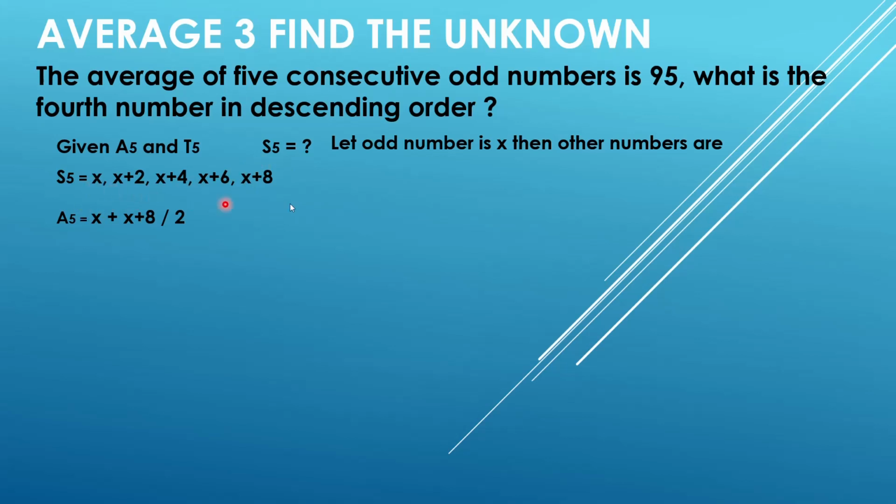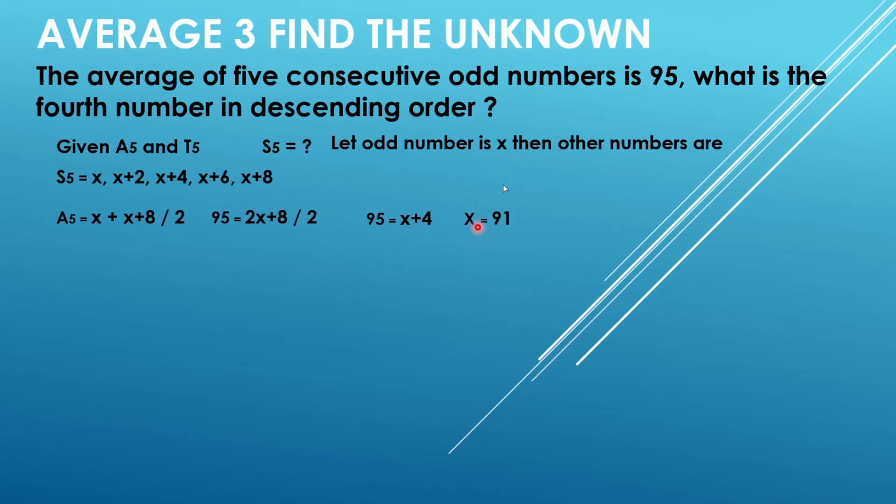So what will be the average? The first number is x and the last number is x plus 8, divided by 2. The average a5 is given, so 95 is equal to (2x plus 8) divided by 2. We take 2 common, so x plus 4 remains and the 2 cancels. Therefore 95 is equal to x plus 4, then x is equal to 91. So the first number we have identified is 91.